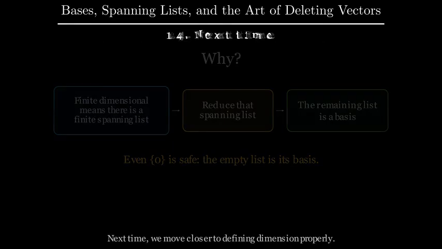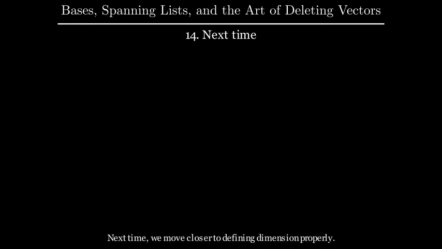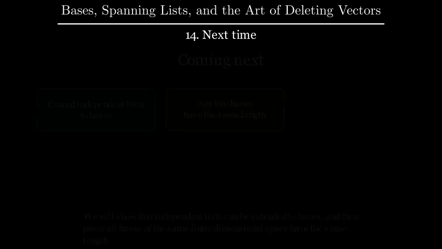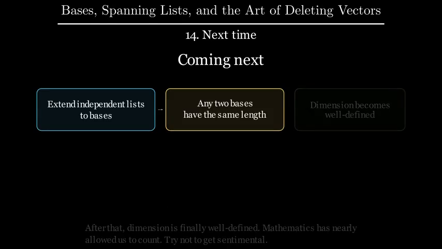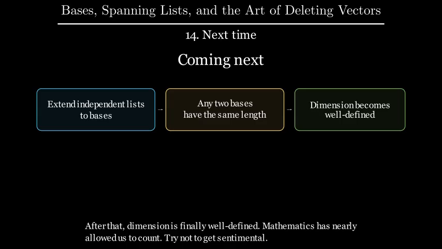Next time, we move closer to defining dimension properly. We will show that independent lists can be extended to bases, and then prove all bases of the same finite-dimensional space have the same length. After that, dimension is finally well defined. Mathematics has nearly allowed us to count. Try not to get sentimental.